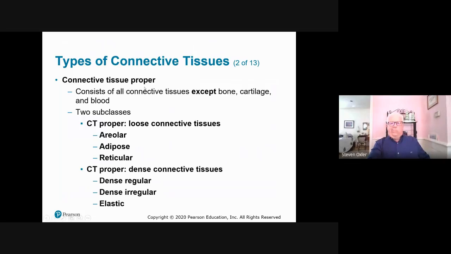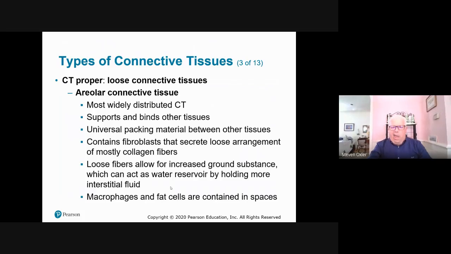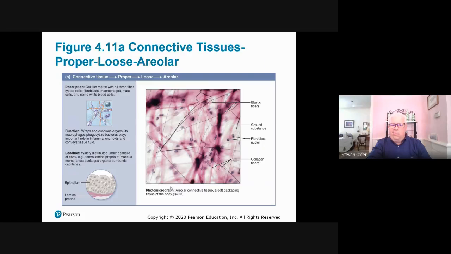Connective tissue proper. Connective tissue proper basically is everything except bone, cartilage, and blood. And there are two classes. You don't have to know the two classes. I will focus on what you have to know about connective tissue proper. Okay? And here's one you don't have to know. I don't care if you know about areolar connective tissue. It's not that important. Not important.